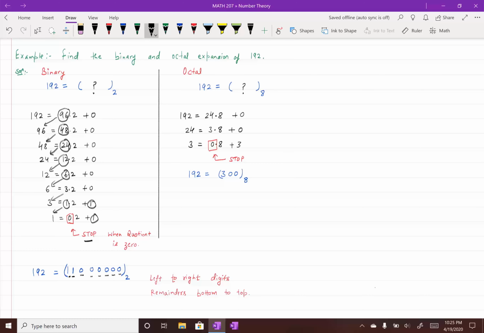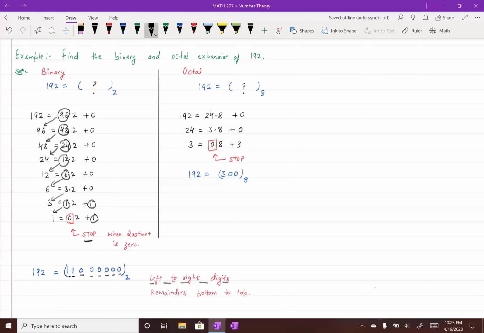Okay, so you have to write from left to right in your expansion, and with respect to the remainder from bottom to top. So the binary expansion of 192 is 11000000 with 6 zeros with the base 2.